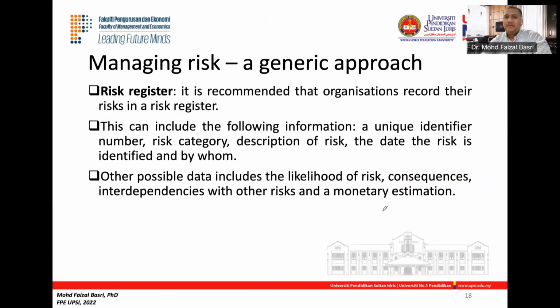And the output of it, when we do the risk assessment, is having a risk register. Like I said, it's just one of the processes, to have systematic documentation. It is recommended that organizations record all their risks in a risk register. This can include some of the information, for example, a unique identifier number. So this is basically the risk number. You label the numbers.